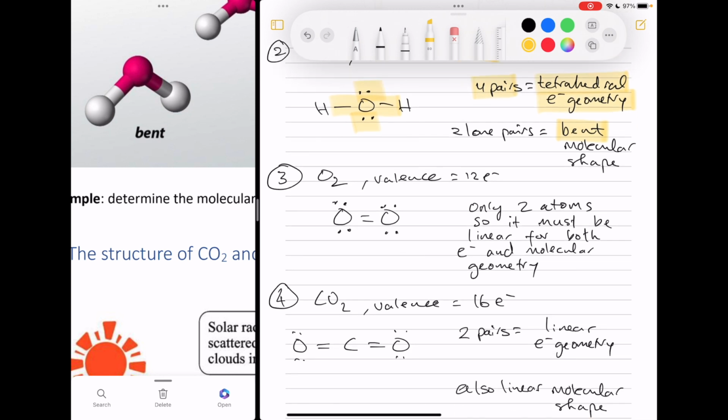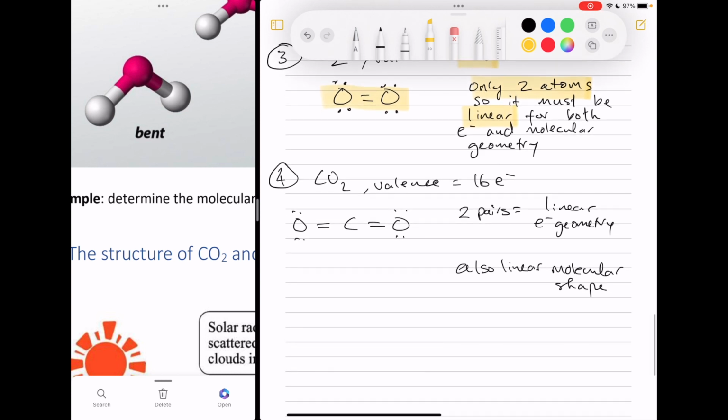Oxygen is next. Oxygen has 12 valence electrons. When you draw it out, it really just has these 2 atoms connected by a double bond. Because it only has 2 atoms, that has to be linear because there's no other structure that would fit there. Really no central atom. The answer will just be linear for both electron geometry and molecular shape.